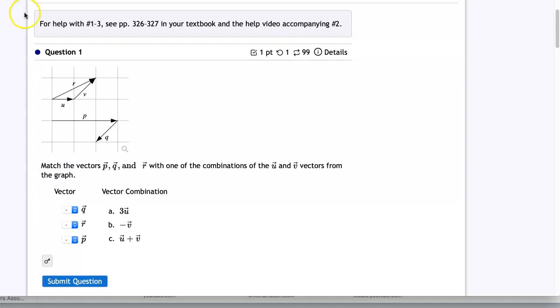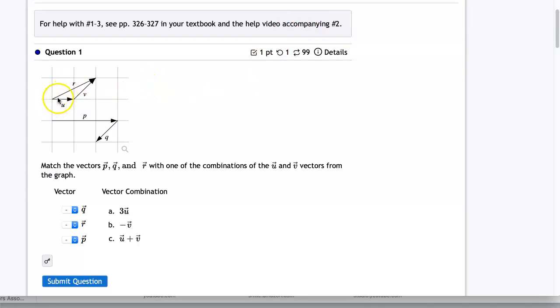Here we are in homework 20. I've said that for help with questions 1 through 3, see these pages in your textbook. And there's also a help video accompanying number 2, so I would recommend that you watch that. I'll go over questions 1 and 3.